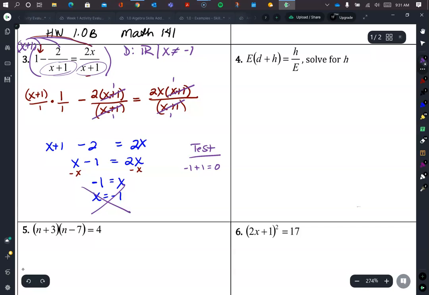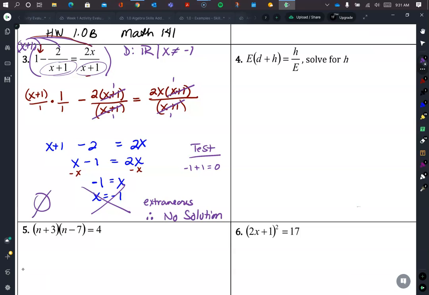So this is extraneous. That's what we call that. So therefore, there is no solution, or you could say, you know, it's the null set, which kind of looks like that. So up to you. These 3 dots mean therefore, a shortcut for that. All right, so that's it for number 3. I'm going to go right into number 4.